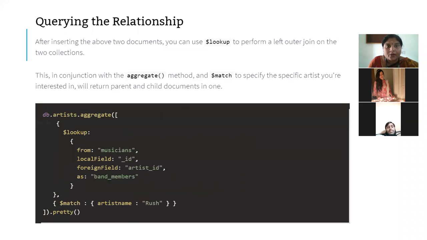The next part we are going to see is how we are going to query this. Okay, once you have done the insertion of the two documents, you have a function in NoSQL called lookup.